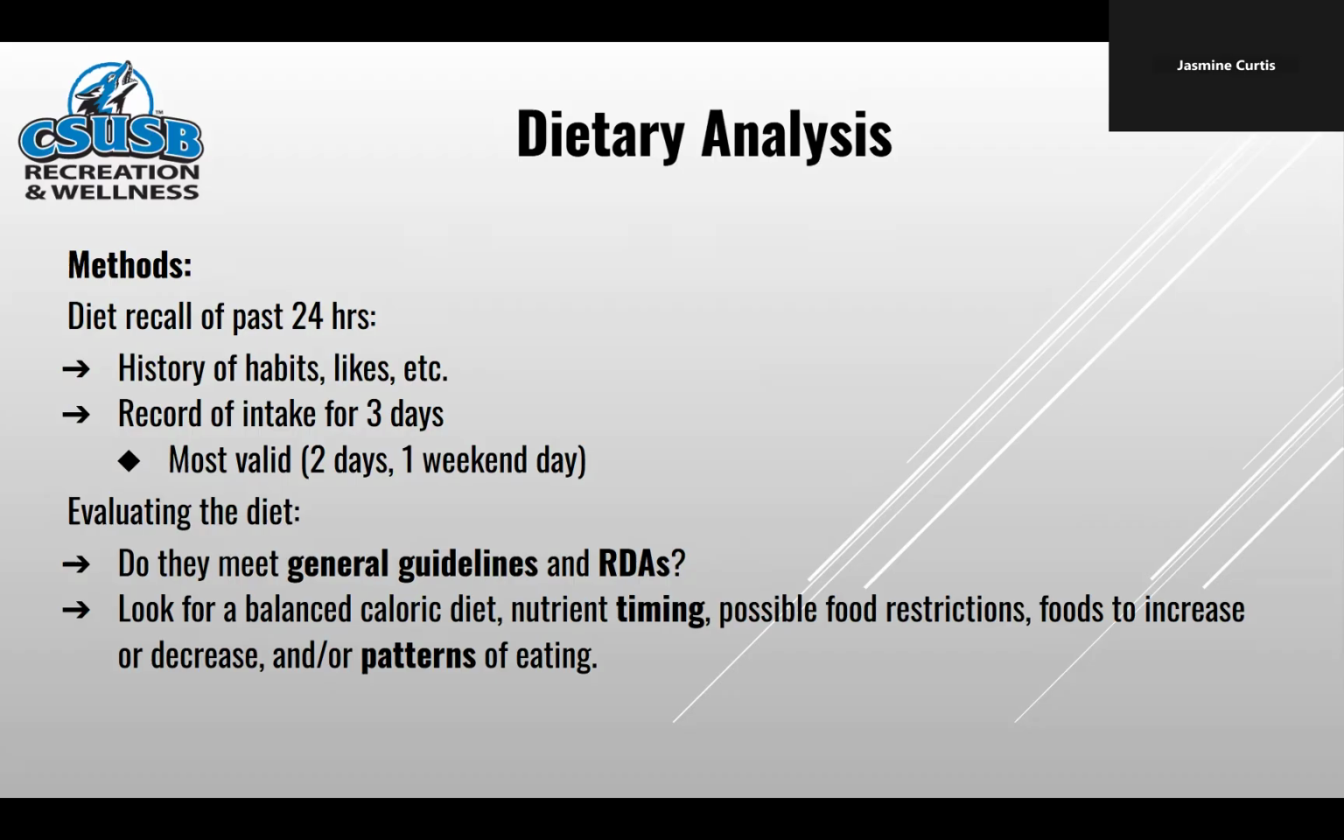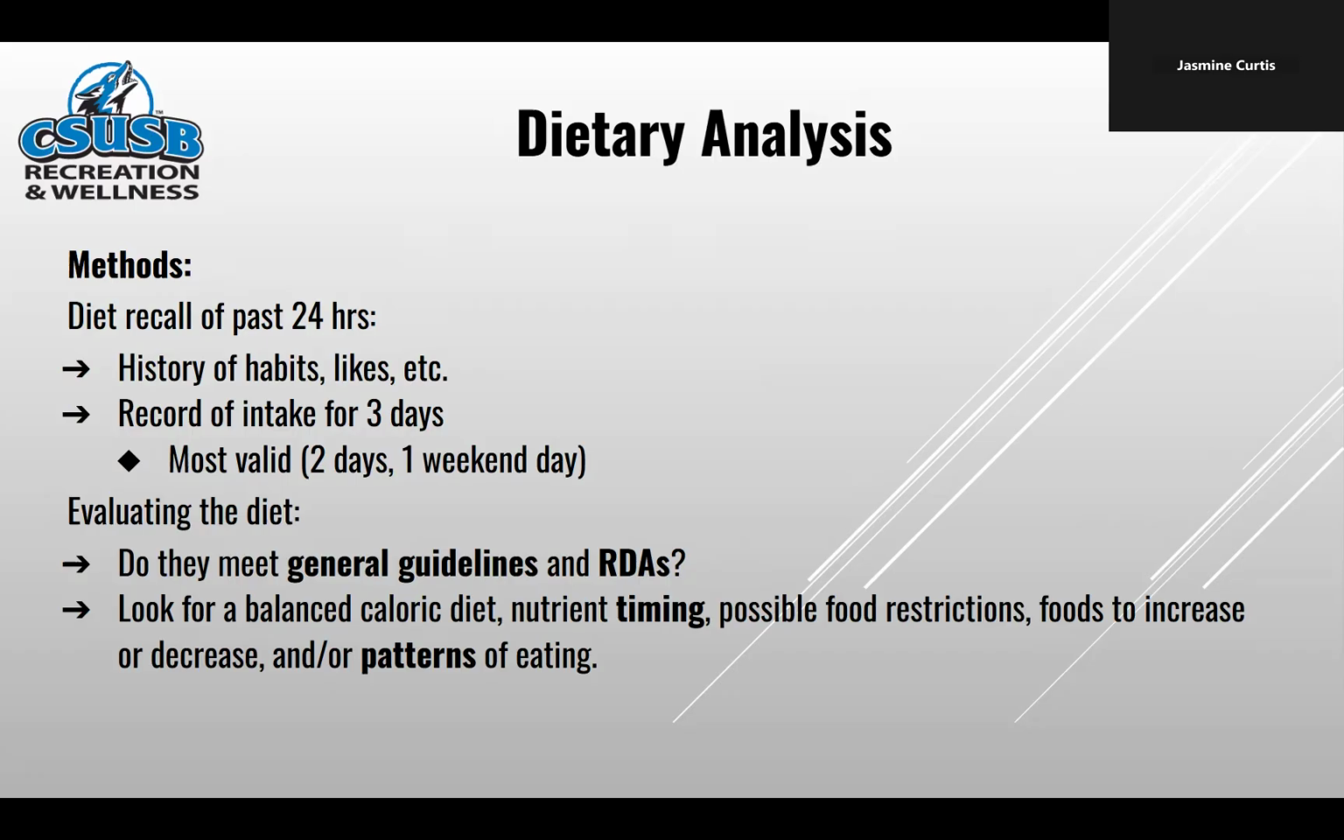So, two ways that someone can record this is simply on a piece of paper or using an app. And a lot of times apps make it accessible because you can scan a barcode. So this is one thing you can have your client do when you start working with them. Do a diet recall, 3 days of the week, 2 weekdays, one weekend day. Then we're going to sit down with it and evaluate the diet. Are they meeting general guidelines, keyword general, and RDAs? So recommended daily allotments. We'll get into that in a couple slides.